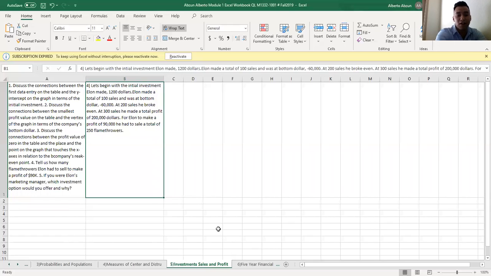Investment, sales, and profit. Okay, this is question number 4. It says, tell us how many flamethrowers Elon had to sell to make a profit of $90,000. So let's begin with the initial investment Elon made, which was $12,000. So Elon made that investment of $12,000. So he was even at that point. He just invested the $12,000.